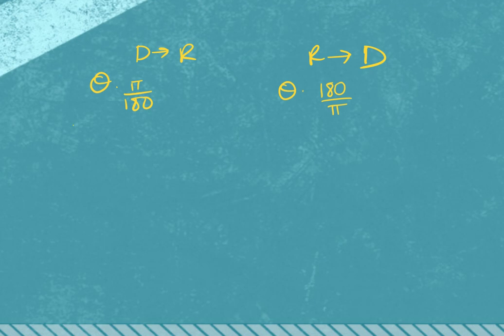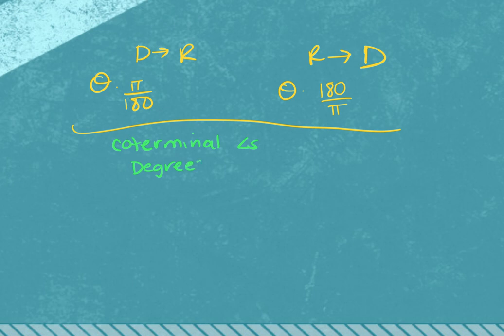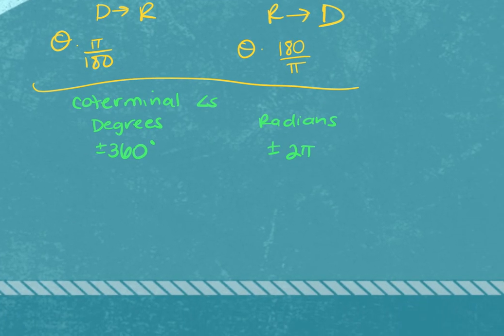We learned how to find coterminal angles in both degrees and radians. In degrees, we add and subtract 360, and in radians, we add and subtract 2 pi. And then we started to build our circle.